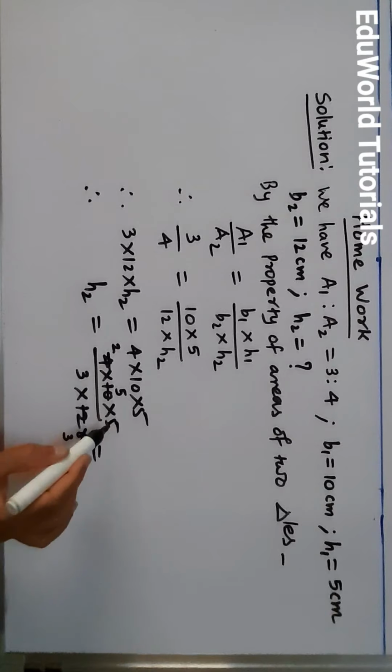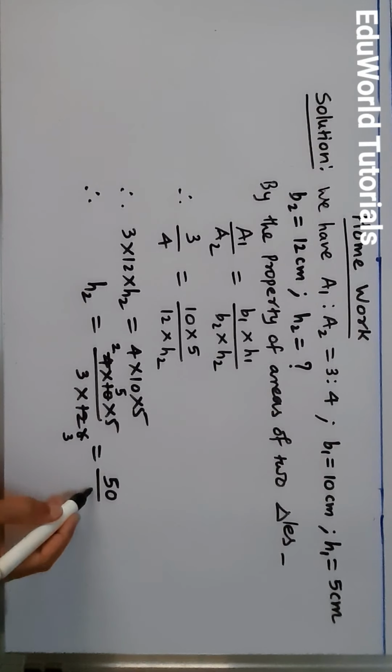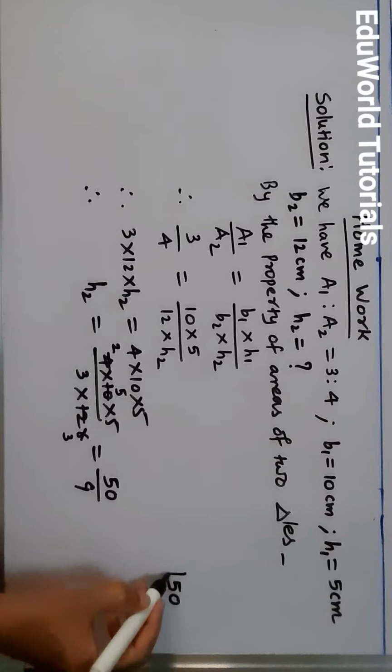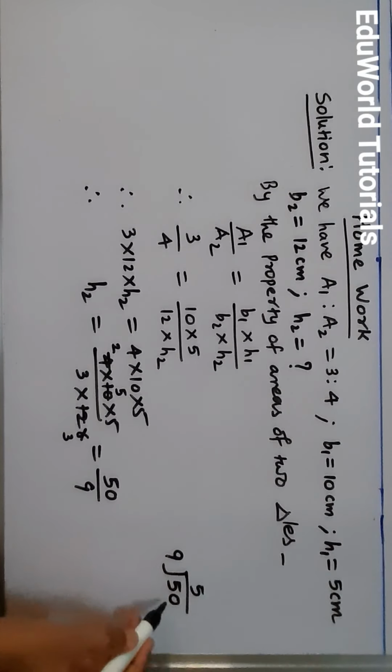So finally what is left? 5 5s are 25, 2s are 50 upon 3 3s are 9. Sorry, 3 3s are 9. Now when we divide 50 by 9, what do we get? 9 5s are 45. Okay, 5 is the remainder. We take an extra 0.